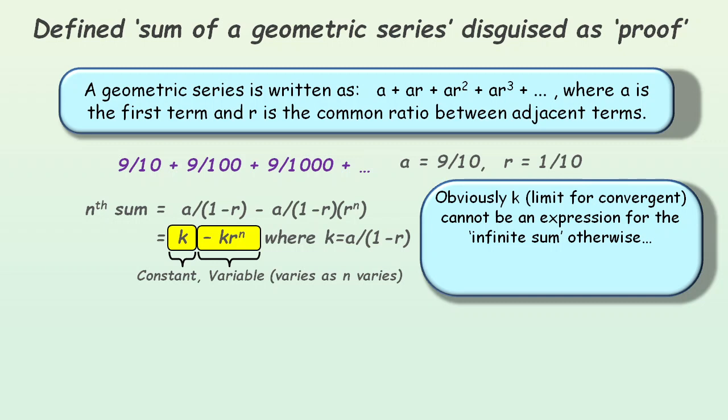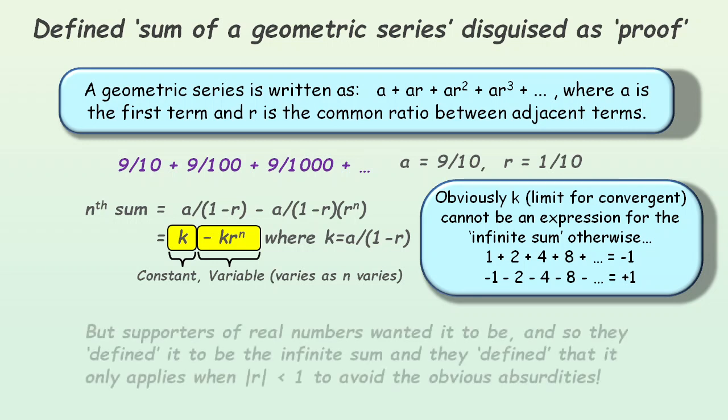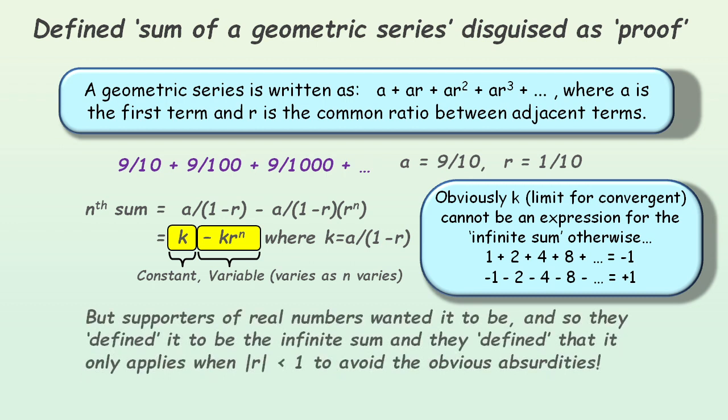If the expression a over 1 minus r was really the sum of infinitely many terms in a geometric series, then 1 plus 2 plus 4 plus 8 and so on would sum to minus 1. And minus 1, minus 2, minus 4, minus 8 and so on would sum to plus 1. But supporters of real numbers wanted to claim that the expression could be said to equal the infinite sum in some cases, and so they used definitions, notably convergent and divergent, to exclude the cases that appear to lead to absurdity.